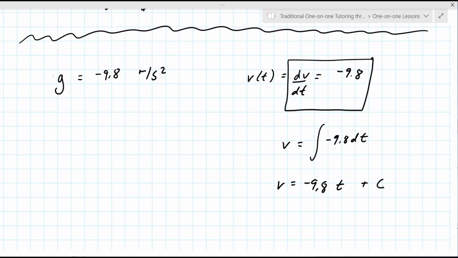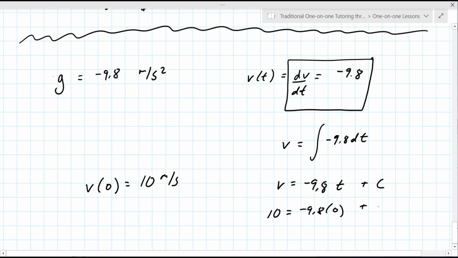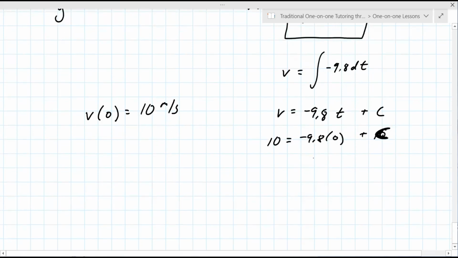And then let's just say the thing has an initial velocity of, I don't know, 10 meters per second. Okay, that is used in this equation. So 10 equals minus 9.8 times 0 plus c. And so your c ends up being 10, and you put it back into this example here. So v of t equals minus 9.8 t plus 10, like that.